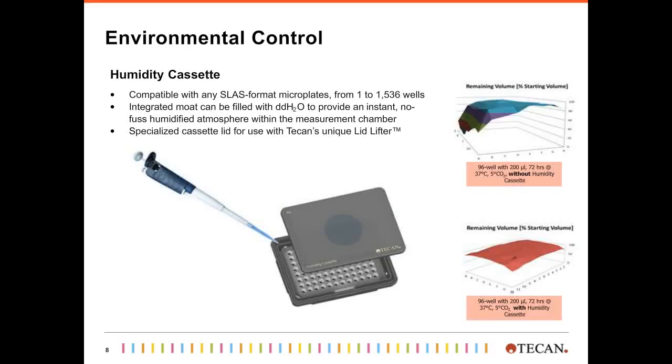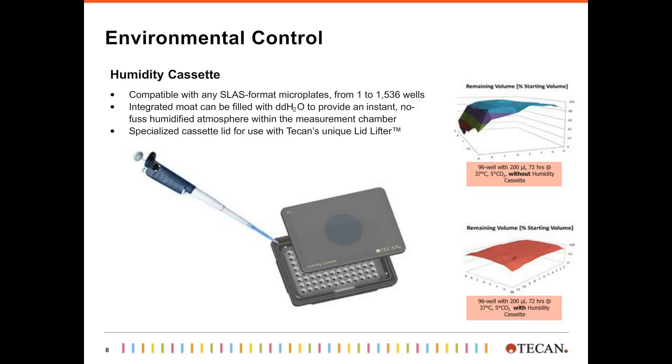The third element, and that is a patent pending technology from Tecan, is the humidity cassette. So we invented a metal cassette that incorporates a moat that can be filled with deionized water. And in this cassette, you can put every possible microplate in SLS format. And by closing that cassette, the atmosphere inside the cassette will be passively humidified by the evaporation of the deionized water, and this will then avoid the evaporation of the liquid in the sample well.